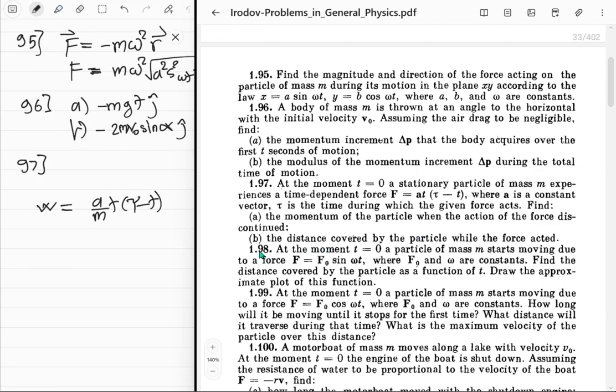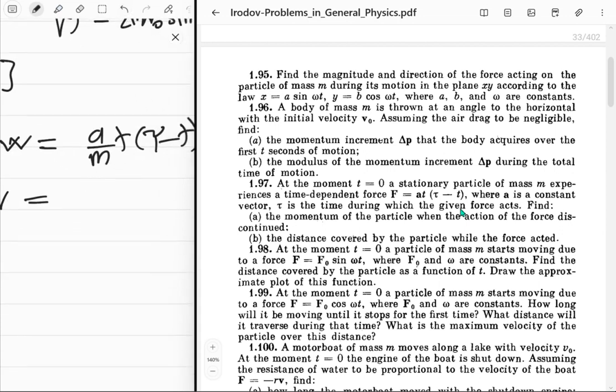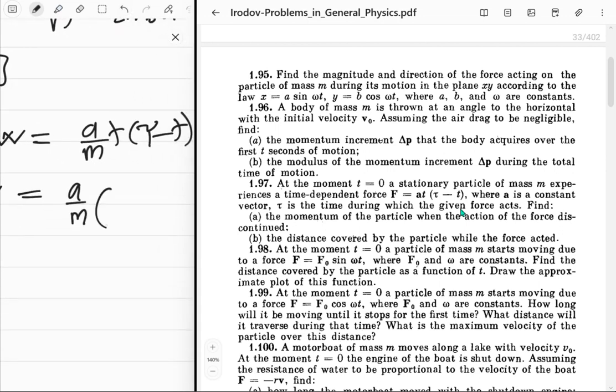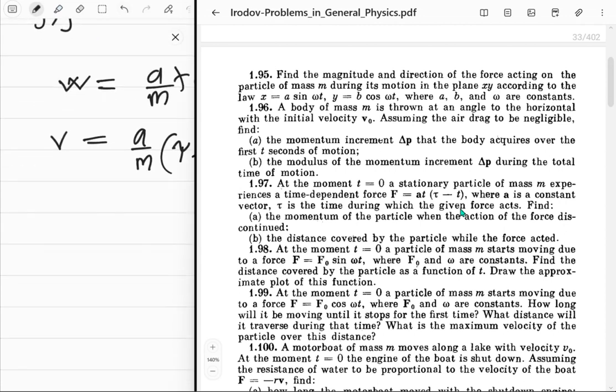Oh, so this is the time during which the force acts. First of all, just find the velocity by integrating this thing. So A upon m, you get tau times t squared upon 2 minus t cubed upon 3, and initially it's 0 anyway, so there's no constant involved. You got the velocity. Now, the momentum change of the particle, so like mv, this guy's changed.